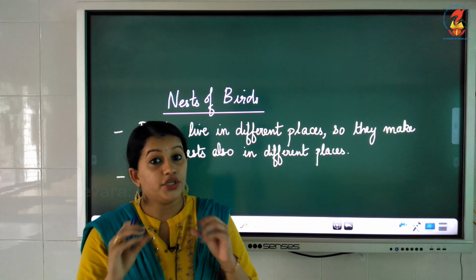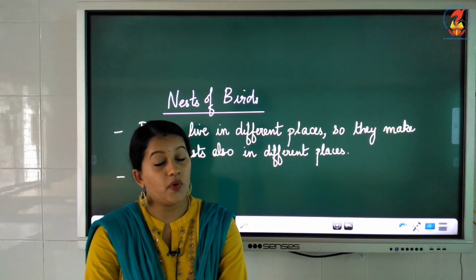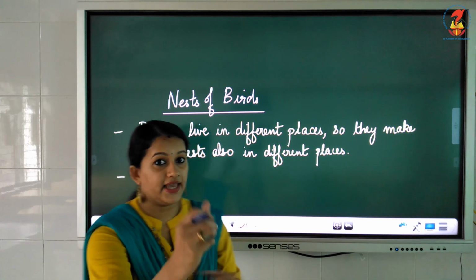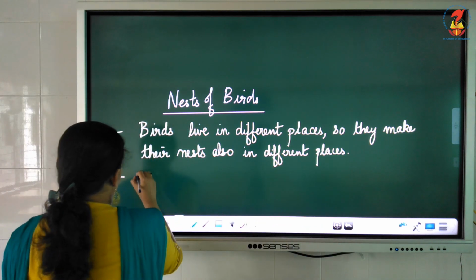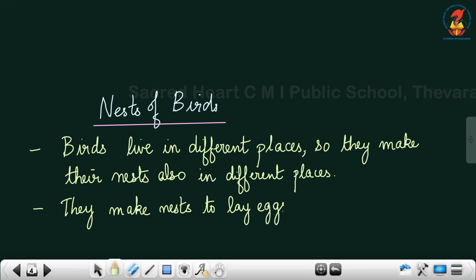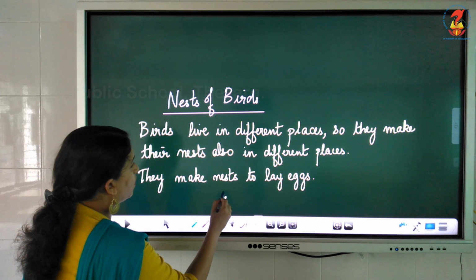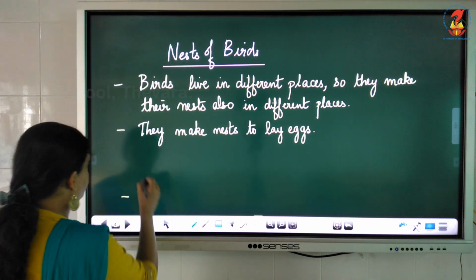And children, usually they make the nest when they have to lay eggs. So only during that time they will make their nest. So they make nests to lay eggs. And once the eggs have hatched and the chicks have grown, they will leave the nest.